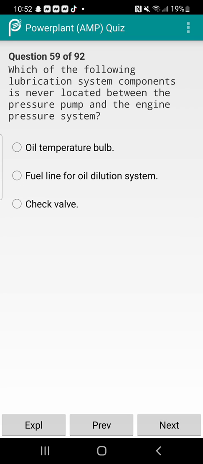Which of the following lubrication system components is never located between the pressure pump and the engine pressure system? Fuel line for oil dilution system.